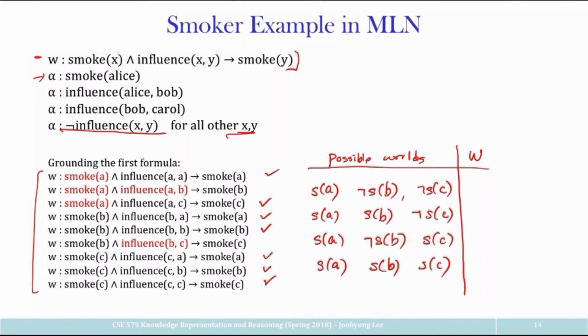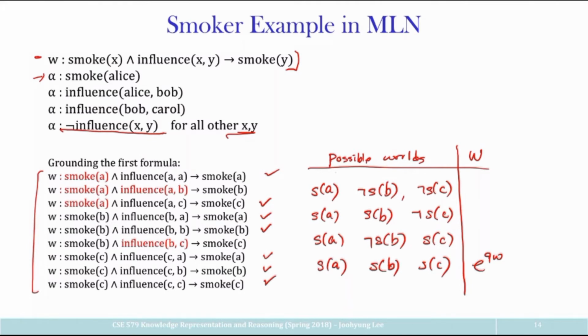Let's only look at the weight coming from the ground rules here. The last interpretation satisfies all of them. So 9W is the sum of the weights, and the weight is e to the power of 9W, right? Are we together? Good. Now let's look at the first one.